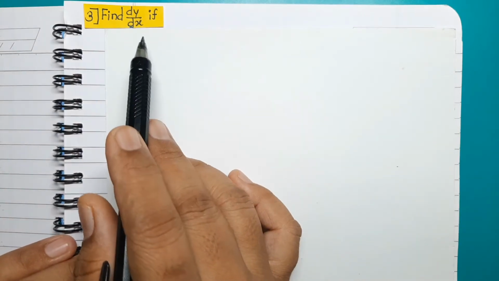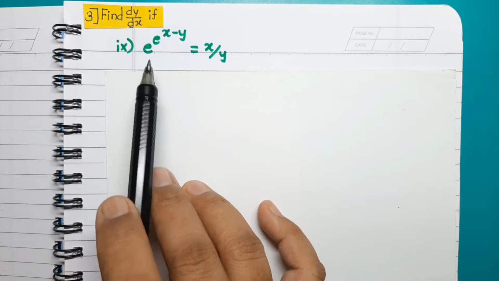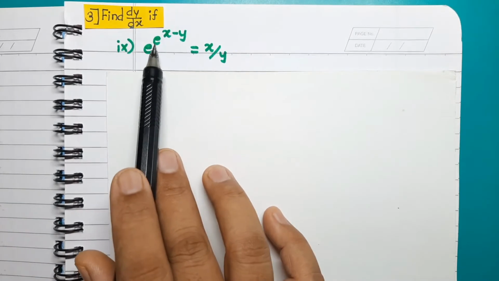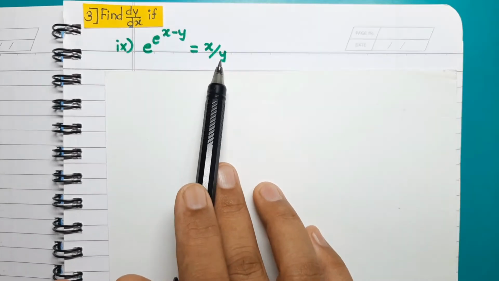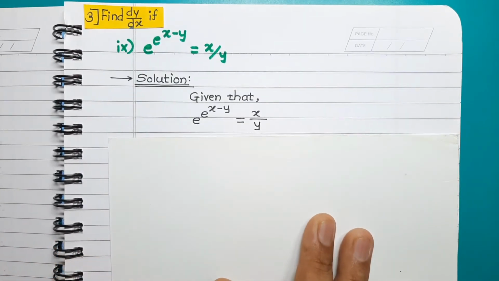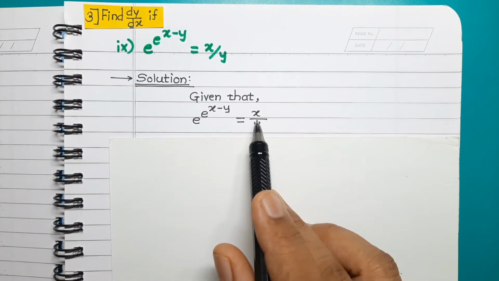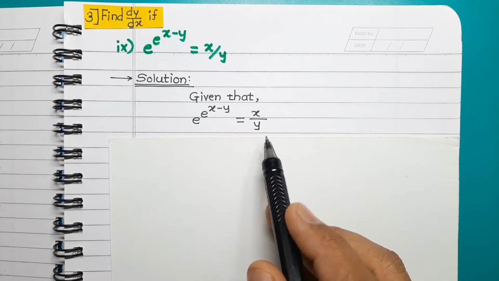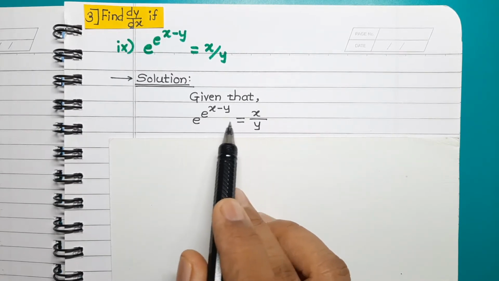So let's solve firstly the ninth sub question, which is given as the function e raised to x minus y is equal to x upon y. So in the solution, you firstly write down the given function: e raised to x minus y is equal to x upon y. Now, firstly, observe this function carefully.